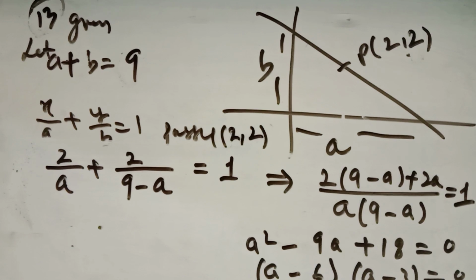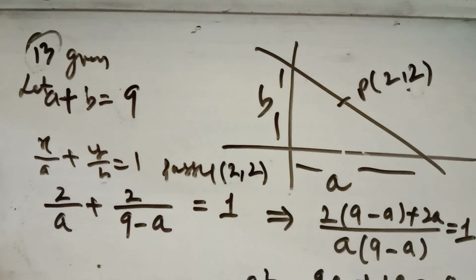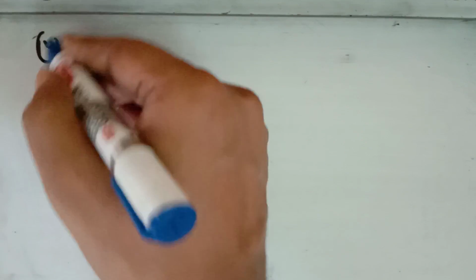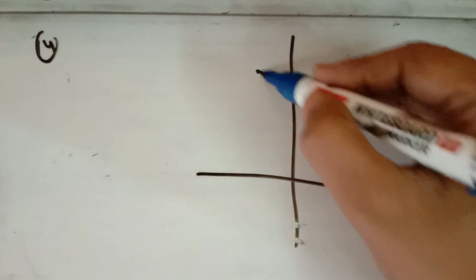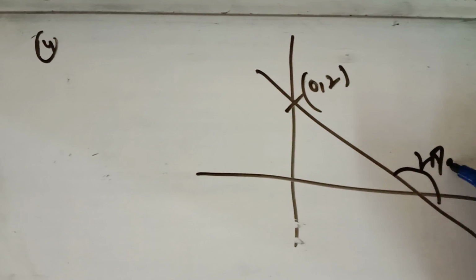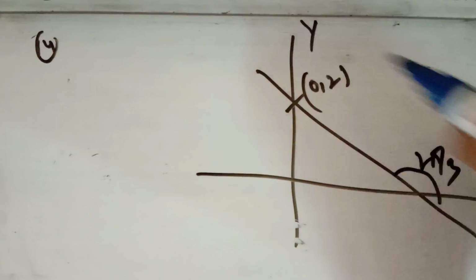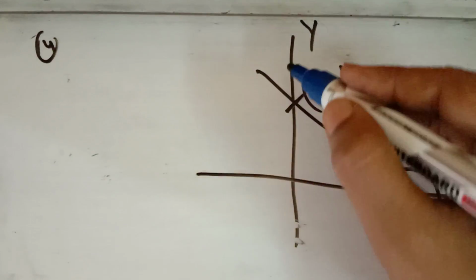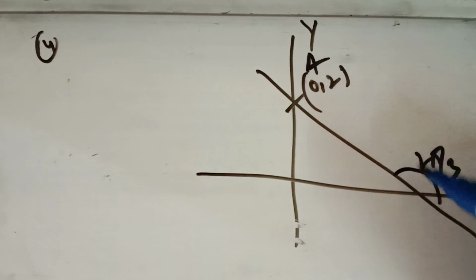Now in question number 14, find the equation of the line which is passing through the point (0, 2). (0, 2) means that it is intersecting the y-axis at 2 and making an angle of 2 pi by 3 with the positive x-axis. So to do this question, you can draw a figure. You have to find the equation of the line passing through (0, 2) and making an angle of 2 pi by 3 with the positive x-axis. Let us call this line AB.